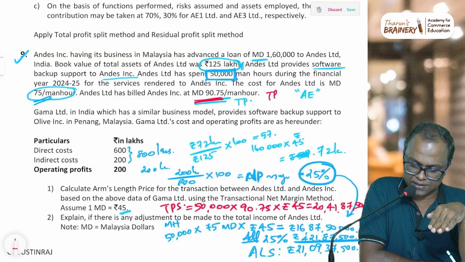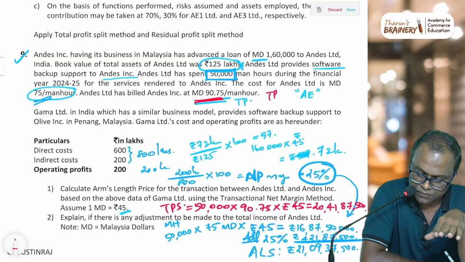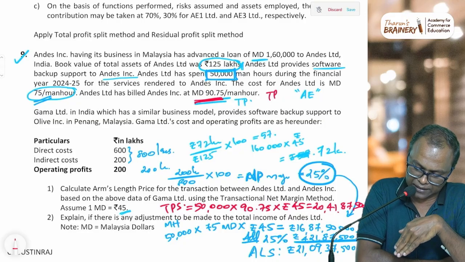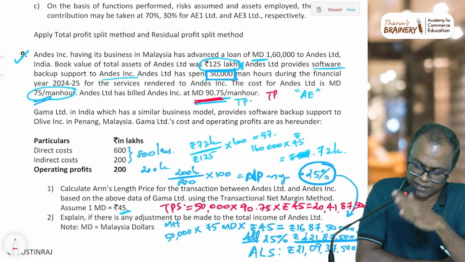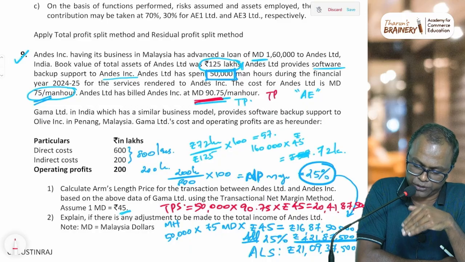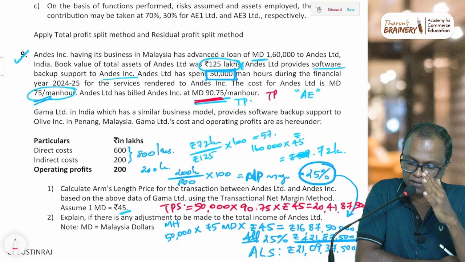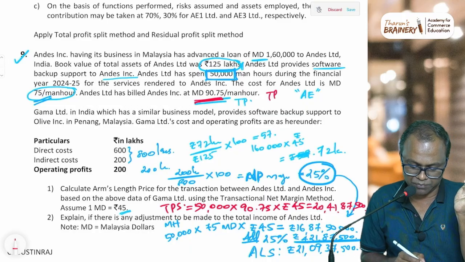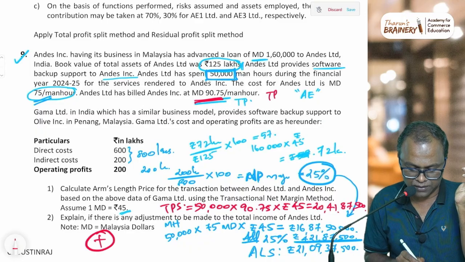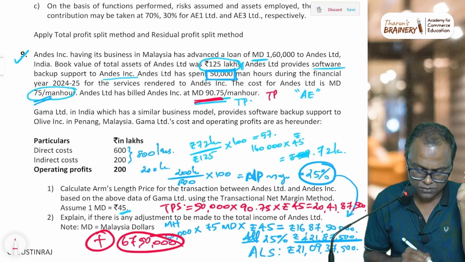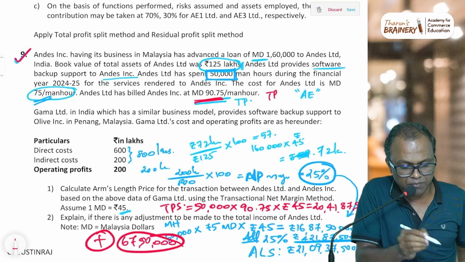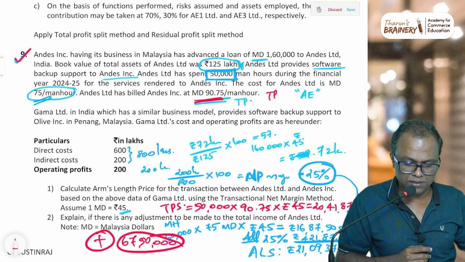So the sales is underbilled. Actual to be billed is 21 crore 9 lakh 37,500. But the transfer price sales is 20 crore 41 lakh 87,500. So what is the variation to be done to the net profit? 67 lakh 50,000 to be added. So this is TNM method, transaction net margin method.